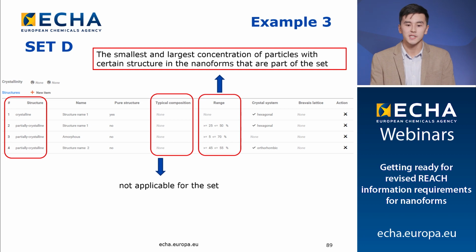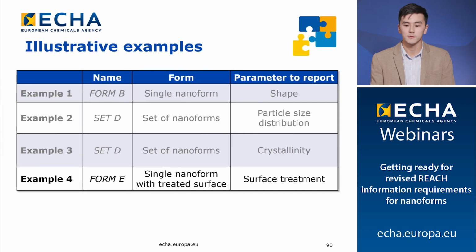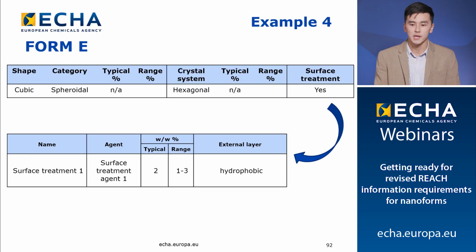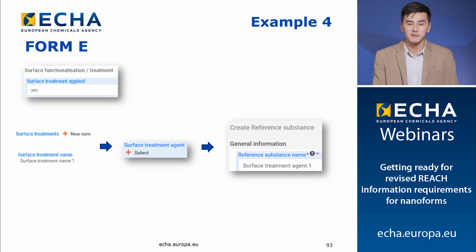And in the illustrative example number 4, we will focus on reporting surface treatment for a single nanoform with a treated surface. And in this scenario, we will use the form E. As you can see, the form E represents a single nanoform with a treated surface. To begin with, we need to specify that the surface treatment was applied by selecting yes in the relevant field. Then we give the name of the surface treatment.